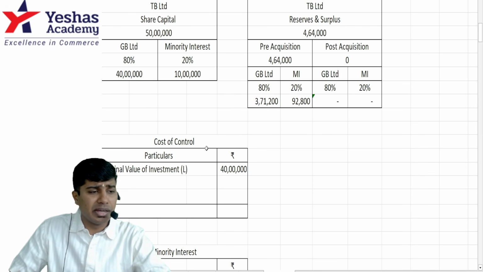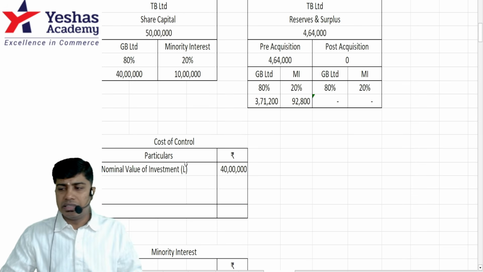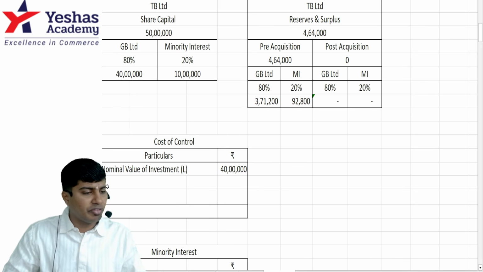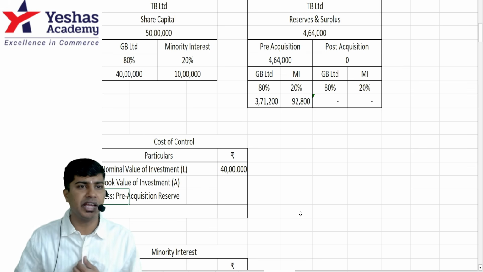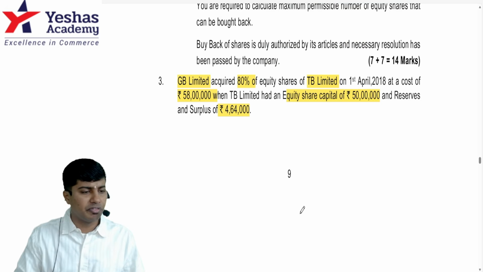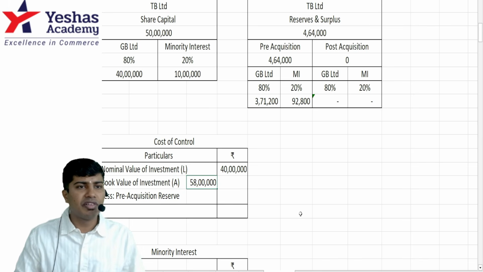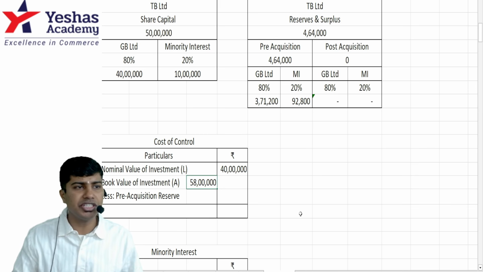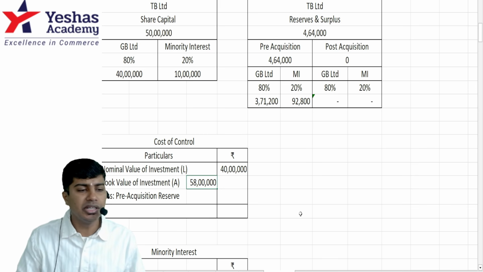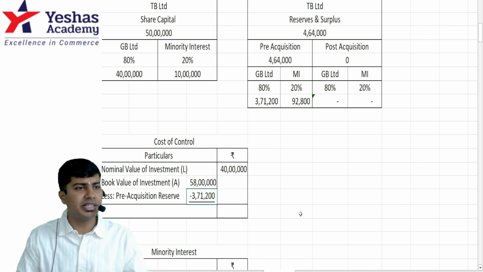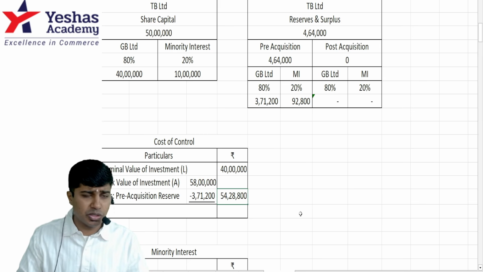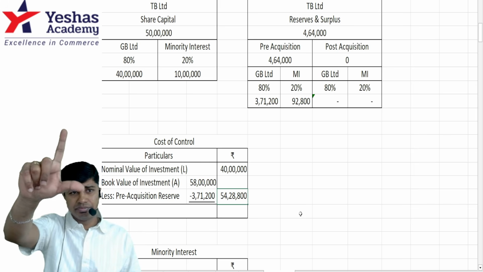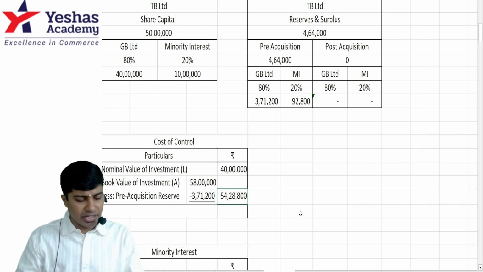With regard to the holding company, we are doing cost of control. I would write the book value of investment and compare it with the nominal value after adjusting the pre-acquisition reserve. How much is the book value of investment? 58 lakh. From 58 lakh, I should deduct the pre-acquisition reserve share of the holding company, which is 3 lakh 71,200. What do we get? 54 lakh 28,800. 40 lakh liability, 54 lakh 28,800 asset. 14 lakh 28,800 is goodwill.